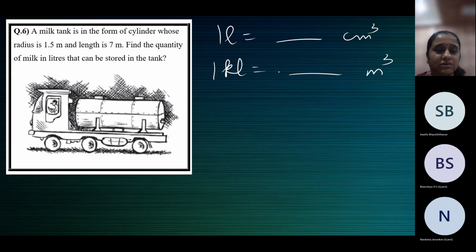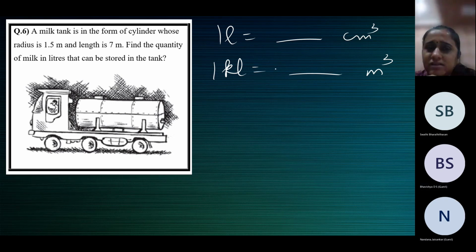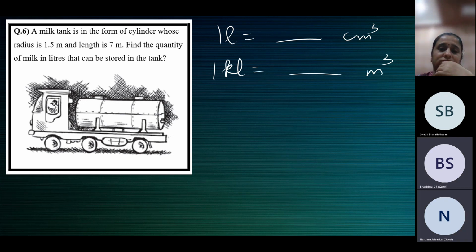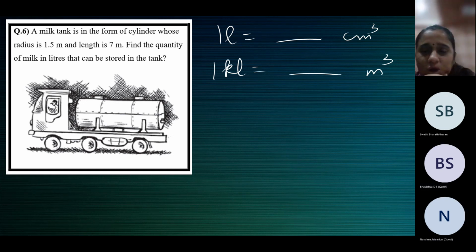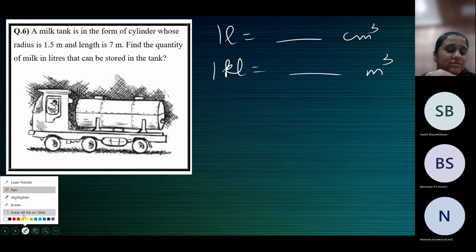What is 1 kiloliter? What do you mean by 1 kiloliter? How many liters is it? 1 kilo means how many? 1 kiloliter is how many liters? 1,000 liters. 1 kilo means 1,000. 1,000 liters. I want you to fill this.